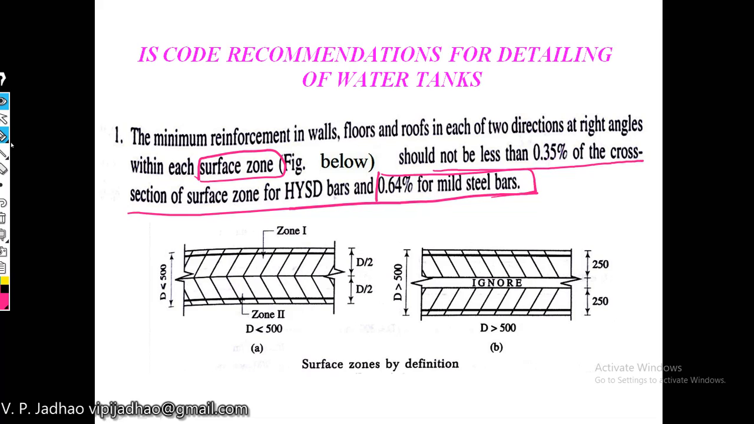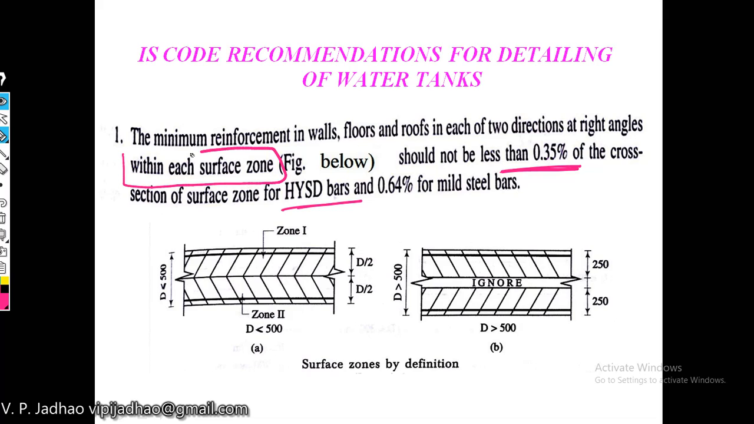0.64% for the mild steel bar. So it says that minimum reinforcement in wall and floor, in both the directions, should not be less than 0.35% of cross section for HYSD bars. But what is the condition? Within each surface zone. So how are these surface zones decided?